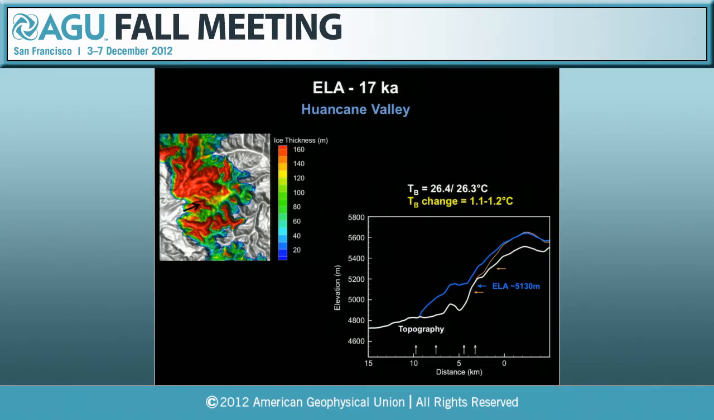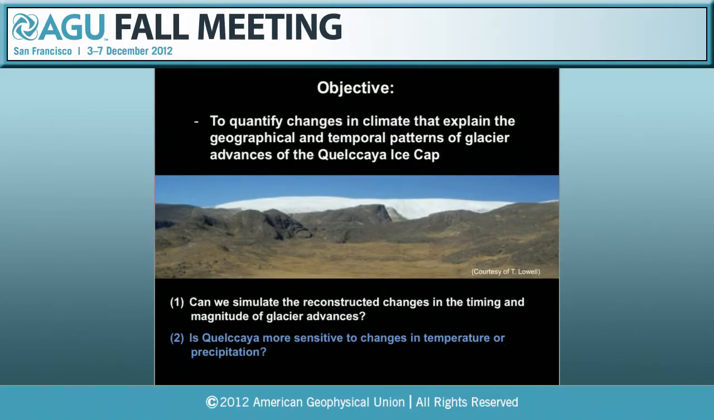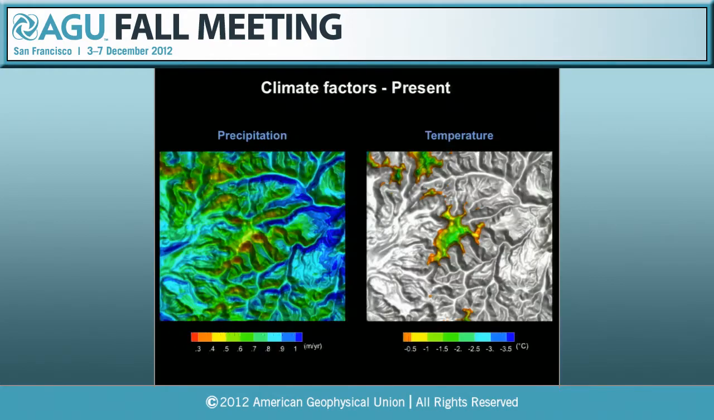So what I wanted to show with this series of slides is that we are able to model or simulate the extent of the glaciers very well, but it also suggests that we have a very, very strong sensitivity of the glaciers to temperature changes. And so one of the questions is, is temperature really the only thing that drives these glacier advances? What we see here is precipitation on the left and temperature on the right.